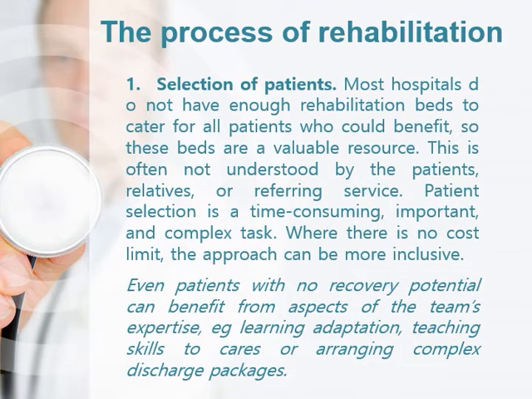The process of rehabilitation includes 7 steps. First is selection of patients. Most hospitals do not have enough rehabilitation beds to cater for all patients who could benefit, so these beds are a valuable resource. This is often not understood by the patient, relatives, or referring service. Patient selection is a time-consuming, important, and complex task.